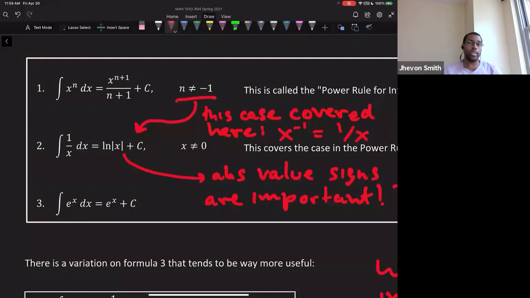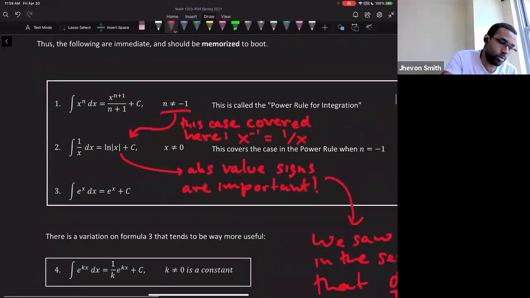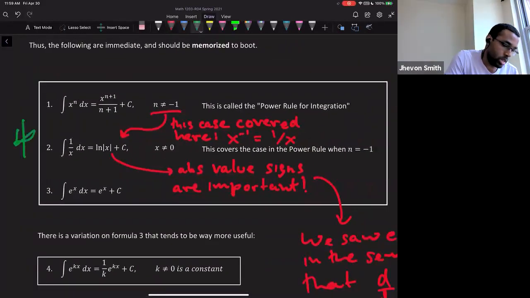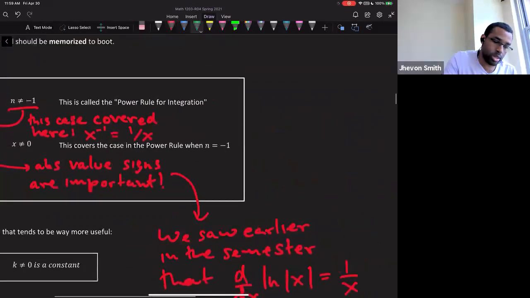Obviously, the antiderivative of e to the x is just e to the x plus an arbitrary constant, just in case there was a constant. And so we have that rule. So these are some nice rules that you want to know.